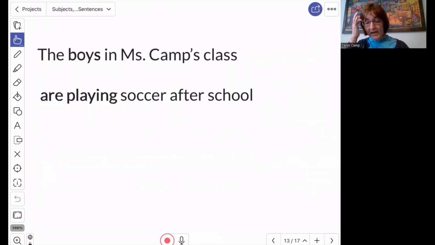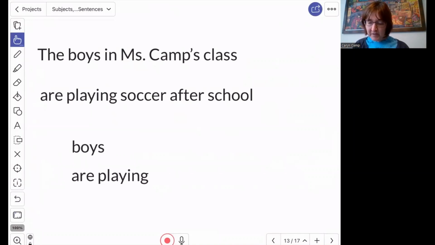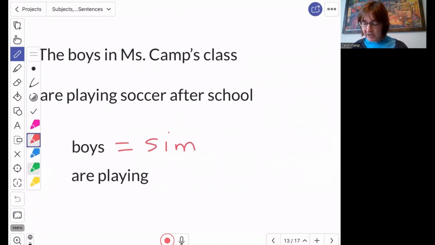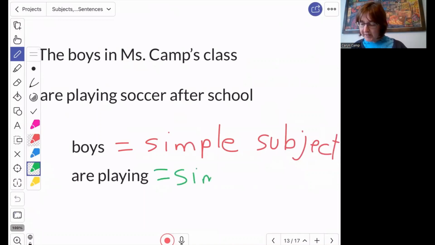So here we have our complete. Right here, we have our complete subject, and here's our complete predicate. But we need to find the simple subject and the simple predicate. Okay, so that's going to be boys and are playing. So this one is the simple subject. And are playing is the simple predicate.